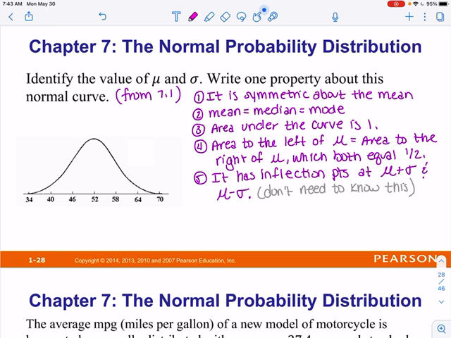I'll tell you what your mean going straight down the center here, your mean is 52. And if you want to find your standard deviation, that's going to be the difference between those two numbers. So 58 minus 52 equals 6. So 6 is going to equal your standard deviation there.